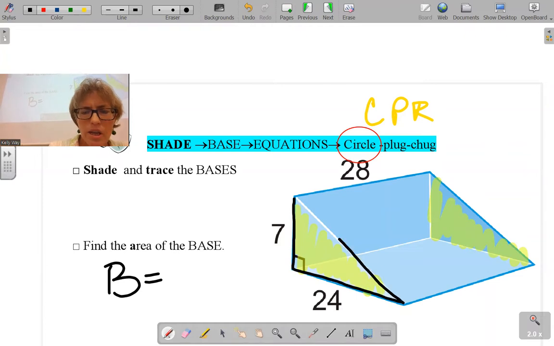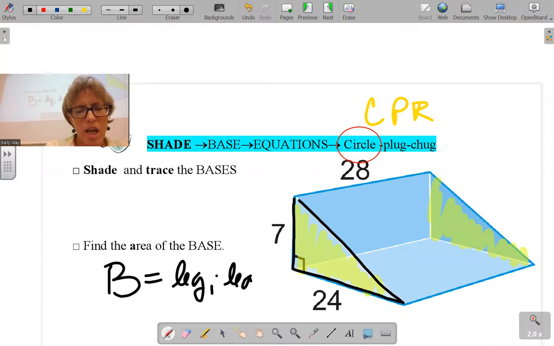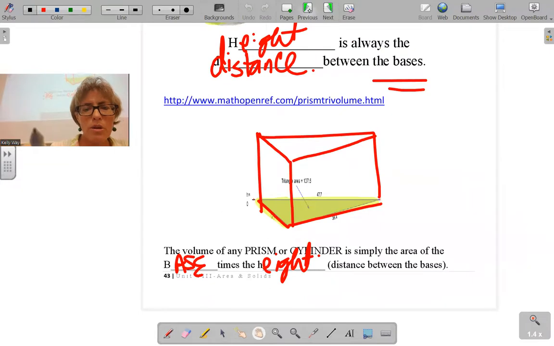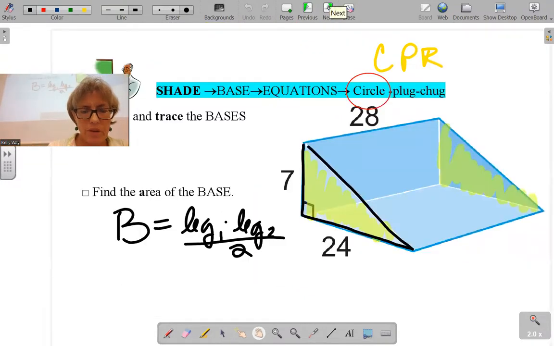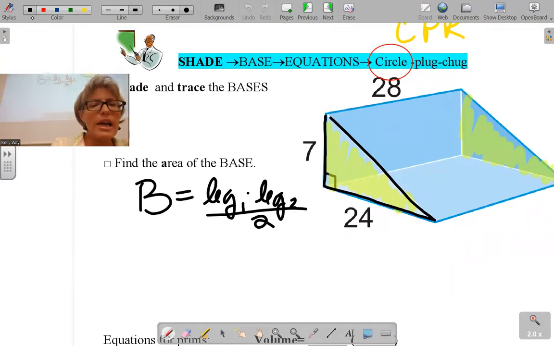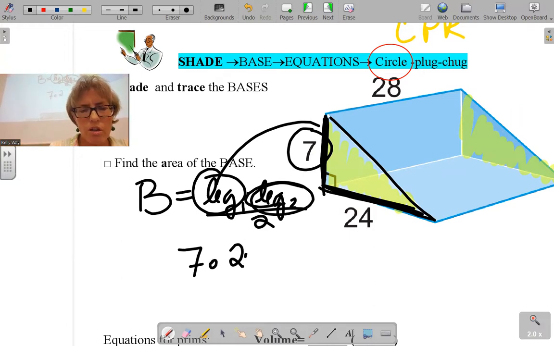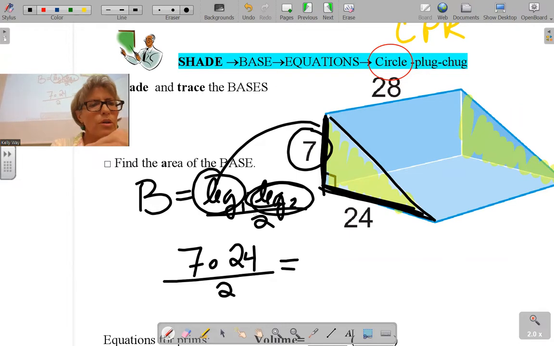My base is a right triangle. So my area is going to be leg times leg over 2. Leg times leg over 2, because it's a right triangle. I pull that information from this page here. So our leg here, trace it, circle, plug, chug, 7. Trace it, circle, plug, chug, 24 over 2. Try to resist the temptation to use a calculator here, friends, if you can resist that temptation.